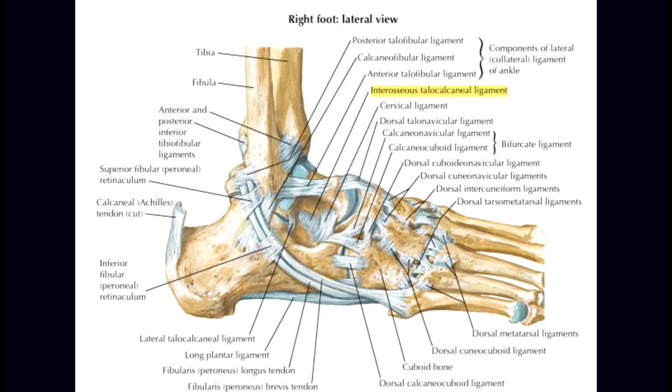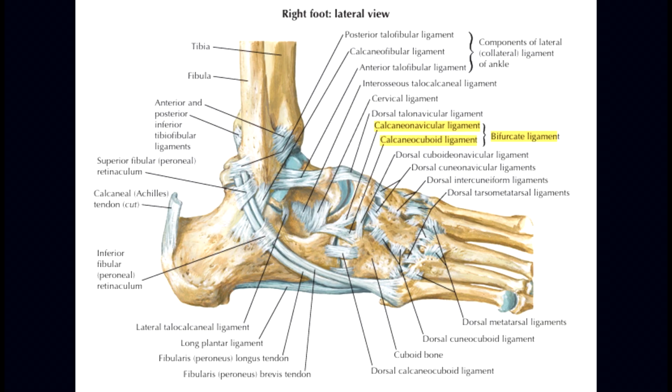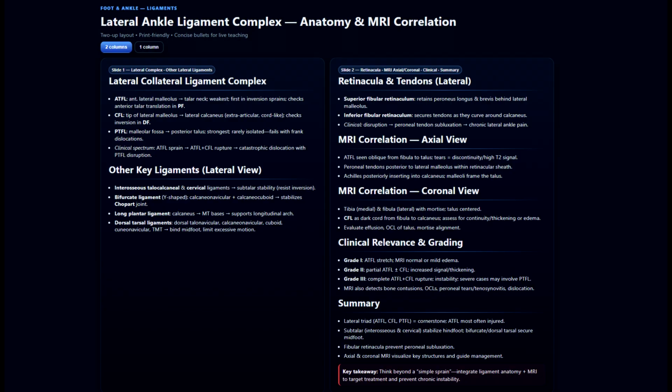Beyond the classic triad, several other ligaments are visible in the lateral view. The interosseous talocalcaneal ligament, which stabilizes the subtalar joint. The cervical ligament, also a critical stabilizer of the subtalar joint, especially against inversion. The bifurcate ligament, a Y-shaped structure with two arms, the calcaneonavicular ligament and the calcaneocuboid ligament. This bifurcation is vital for stabilizing the Chopart joint.